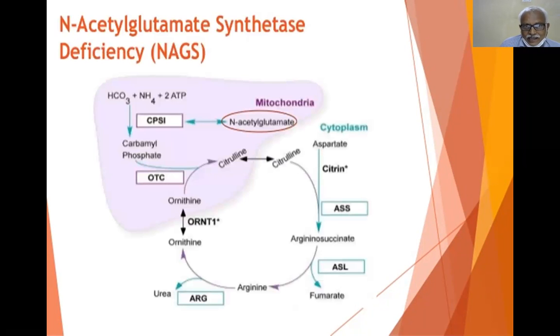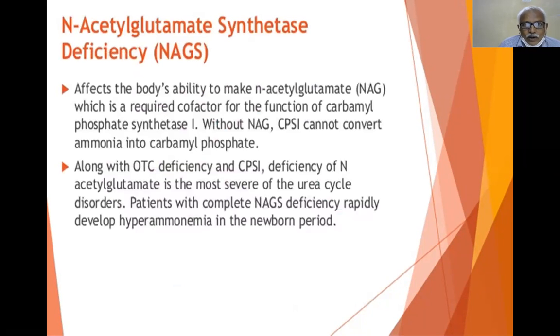So you know pretty well, N-acetyl glutamate synthetase deficiency, NAGS. You see this in the mitochondrial compartment. N-acetyl glutamate contributes to the development of CPS1. So N-acetyl glutamate synthetase deficiency, NAGS, affects the body's ability to make N-acetyl glutamate, which is a required cofactor for the function of carbamyl phosphate synthetase 1. Without NAG, that is N-acetyl glutamate, CPS1 cannot convert ammonia into carbamyl phosphate.